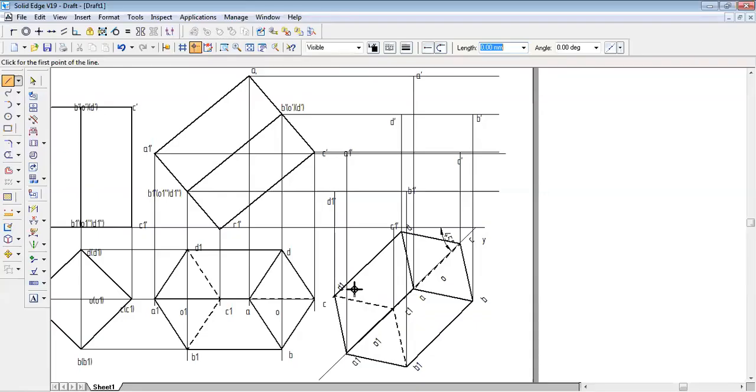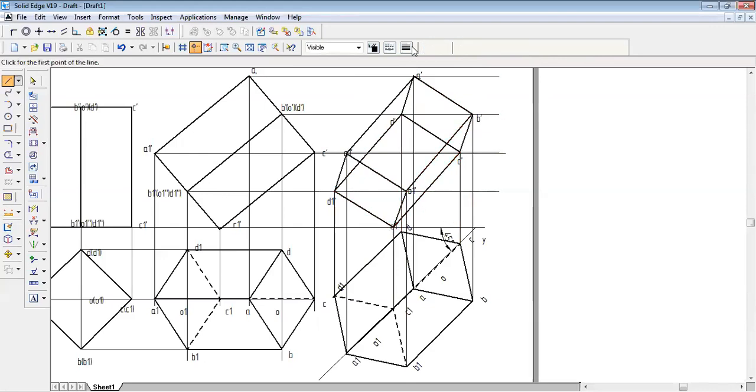So finally, draw and connect all the lines here with thick lines: A dash to B, B to C, C to D, D to A. Next here, A1 to B1, B1 to C1, C1 to D1, D1 to A1. Then join all the lines here, flat lines: A1 to B1, D to D1, B to B1, and C to C1.